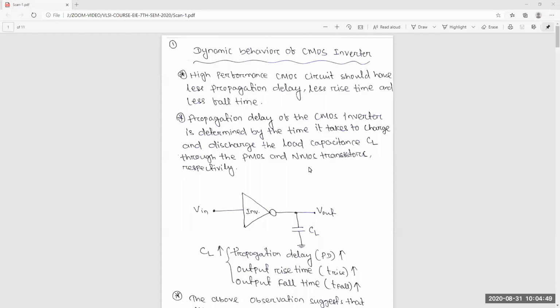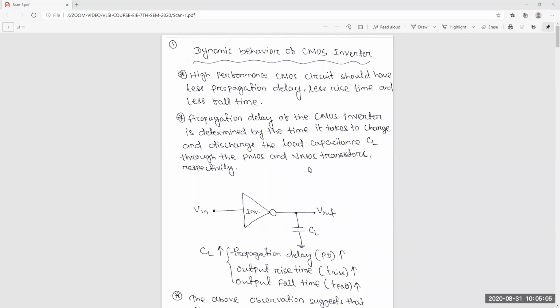Okay, good morning to all of you. We have already discussed the static characteristics of the inverter. Now it is time to discuss the switching characteristics, that is, the dynamic behavior of the CMOS inverter.